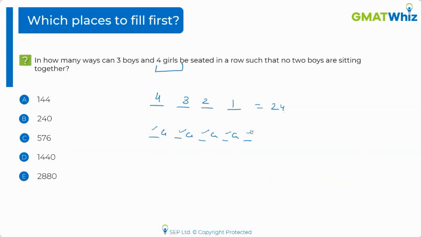Okay. So now you need to think, each boy B1, how many options does B1 have? B1 can sit in any of these 5 spaces. He has 5 options with him. So for the first boy, there are 5 options. He uses one of them. Obviously, he won't be sitting in every place simultaneously. Now, there are 4 spaces left for the second boy. And once he occupies a place, there will be 3 spaces left for the third boy. So you multiply this, you get 60. And obviously, you need to make the boys and the girls sit together. So that would be 60 times 24, which is whatever that answer is.